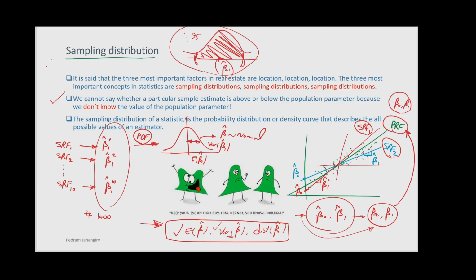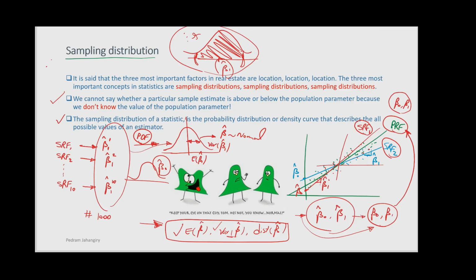So the sampling distribution, I'm on the third bullet point. The sampling distribution of a statistic is the probability distribution or density curve that describes all possible values of an estimator. So this is basically what we said. These are all possible values of your beta hat 1 or beta hat 0. We can sort them and plot them here. And this is the PDF for beta hat 1. I can plot the PDF for beta hat 0 as well.